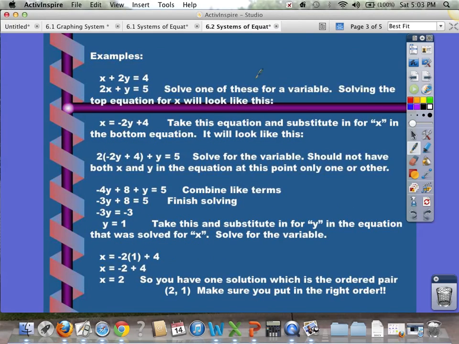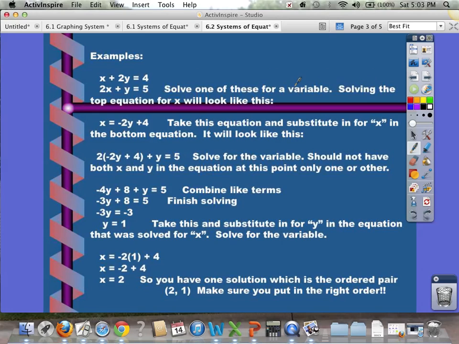All right, so the first example is x plus 2y equals 4 and 2x plus y equals 5. The first thing you want to do is solve one of these equations. It does not matter, and that's why it's going to be really varied in class, because someone might pick this one, someone might pick this one. It doesn't matter. At the very end, you'll still get the same answers. So solve one of these for a variable.